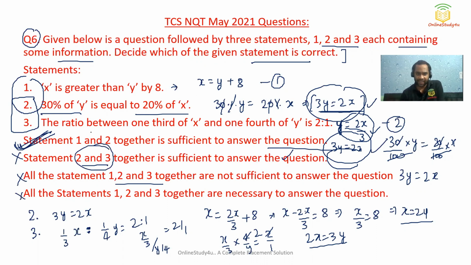But if there were one more option, statements 1 and 3, that also would have been correct. But anyway, they will not give both statements 1 and 2 and statements 1 and 3, because both would be correct and you cannot mark 2 options. You have to mark only one option, so it will go with only option 1 here.